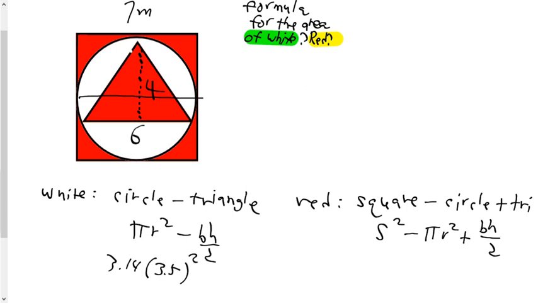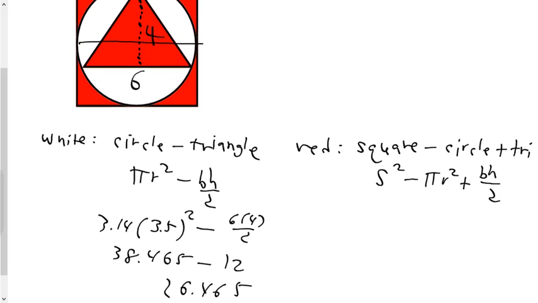If we think about our triangle, we have enough information that's already been written there. Bring this down. Take away 6 times 4 divided by 2. So when we substitute our information, that's what we get. So when we work it out, that's what we get for an answer. So therefore, the area of the white is 26.465 square units of space.